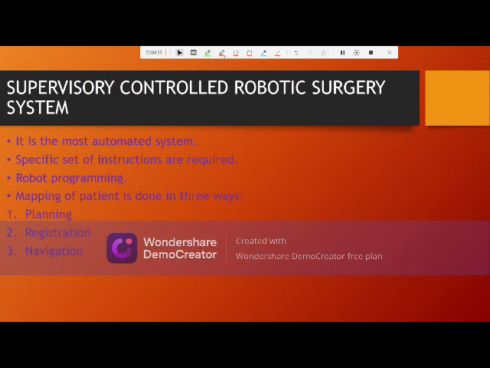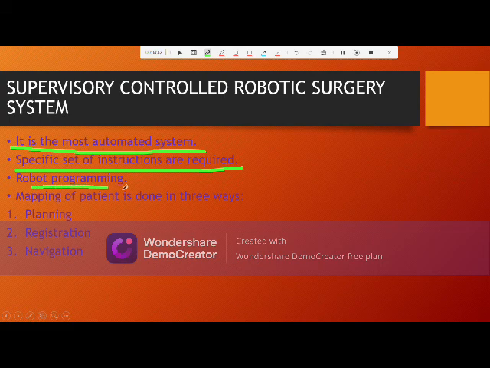Supervisory control robotic surgery system. It is the most automated system. A specific set of instructions is required. Robot programming. Mapping of the patient is done in three ways: planning, registration, and navigation.